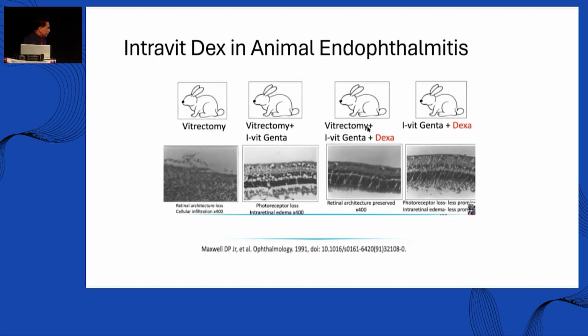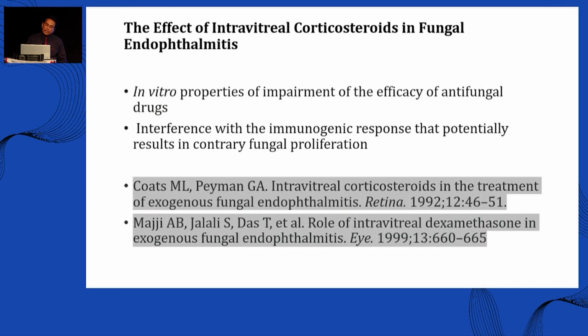In this research, done on rabbits, you can see that here the vitrectomy was done without steroids, and here you can see the retina well preserved with steroids. So intravitreal corticosteroid is effective, and we know there are some situations where we use intravitreal corticosteroids in endophthalmitis. But when it comes to fungal endophthalmitis, we have to be very careful because it can aggravate the situation. One thing is impairment of the antifungals. The second is interference with the immunogenic response, resulting in aggravation of the condition.